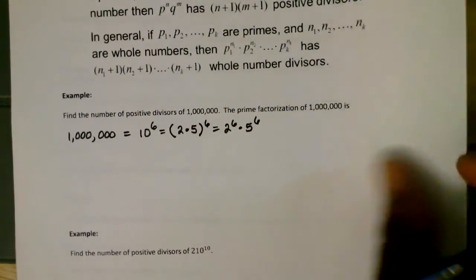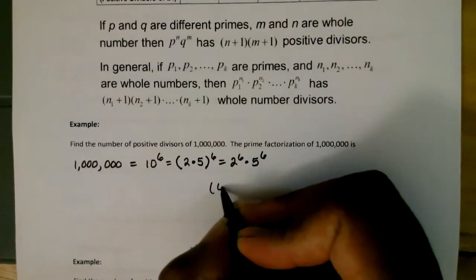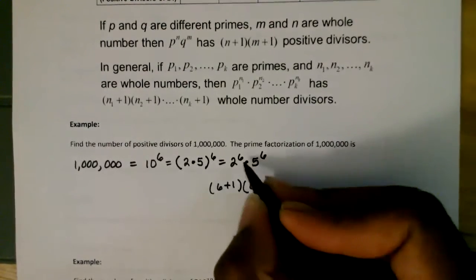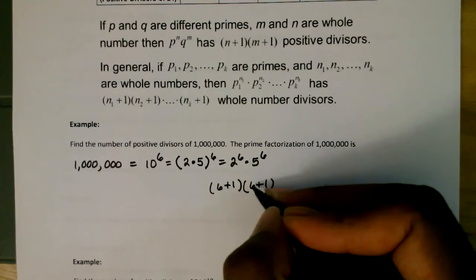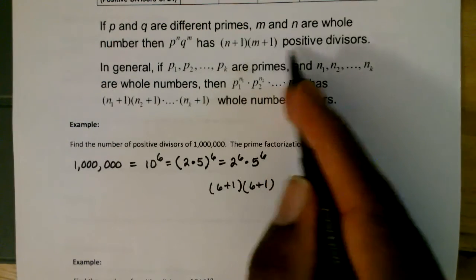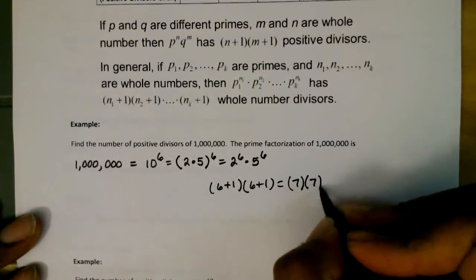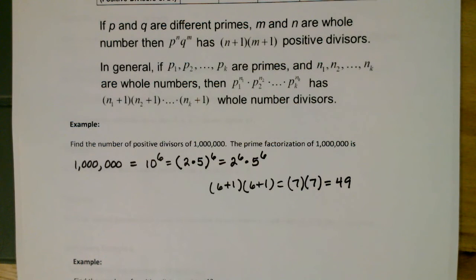Using this particular theorem, this rule, in this case I have 6 plus 1 times 6 plus 1, taking each exponent and adding 1 to each of them. So this 6 will be 6 plus 1, and this 6 here will be 6 plus 1, because of this rule, n plus 1 times m plus 1 positive divisors. Well, 6 plus 1 is 7. 6 plus 1 is also 7. So 7 times 7 is 49. So there are 49 positive divisors in the number 1 million.